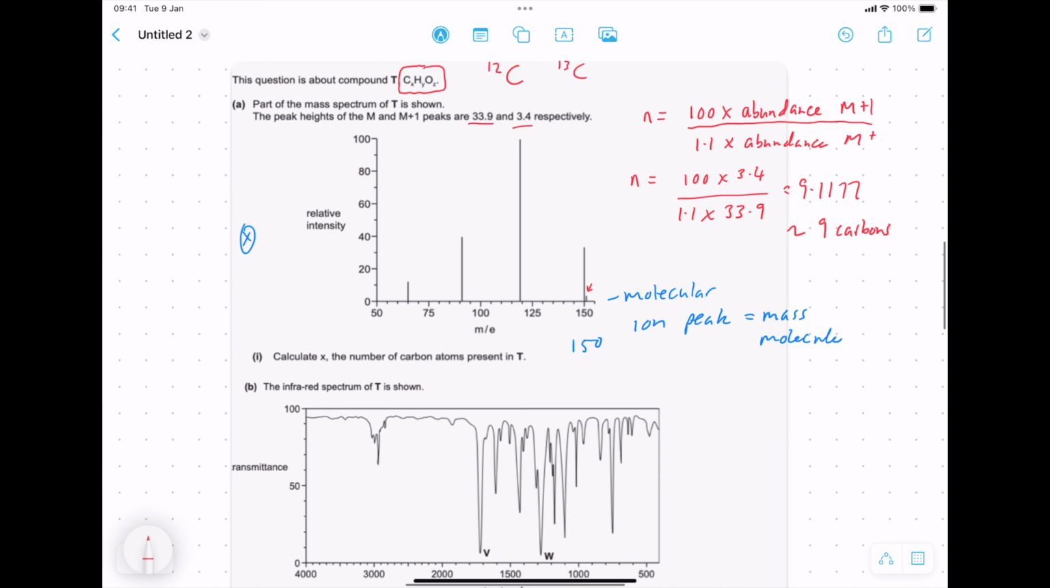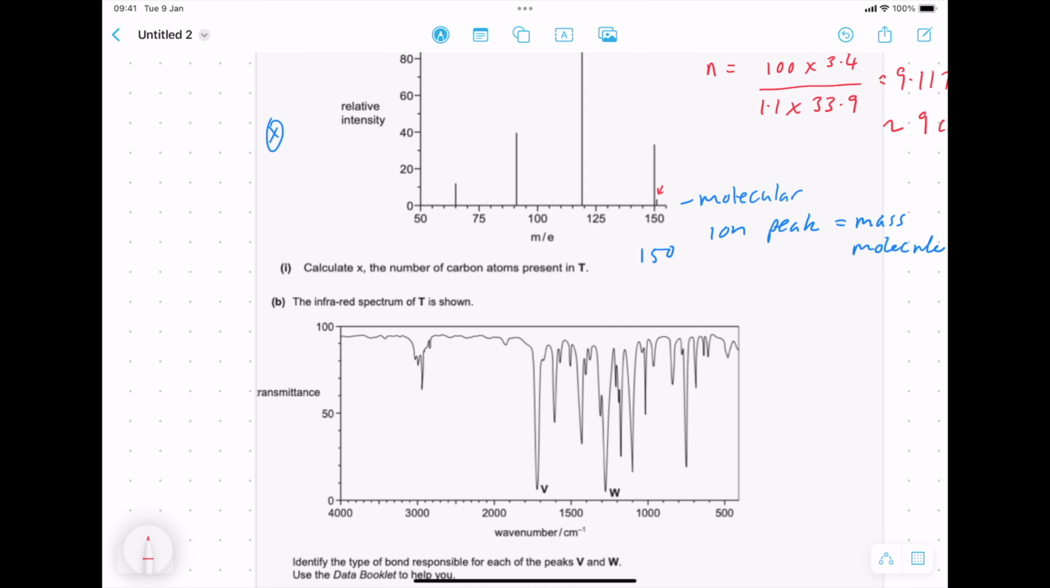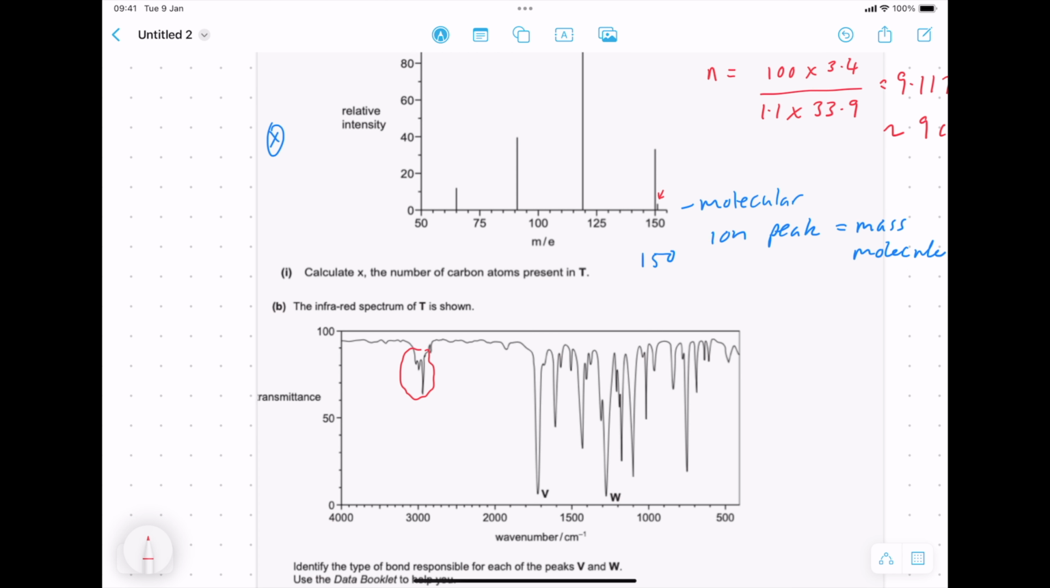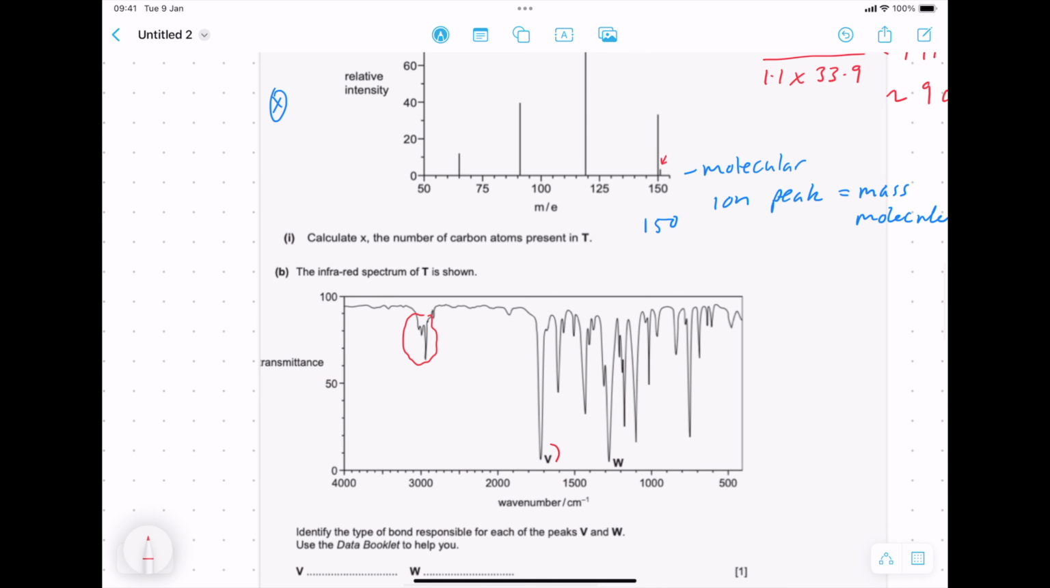Now let's turn our attention to the infrared. It says the infrared spectrum of T is shown below. And if you look at my previous lessons on infrared, the link for those videos is in the description below. I said when you see this little bit here, it's usually indicative of either an aldehyde or a ketone. But there are other peaks you can look out for that really give it away. The first one that jumps out to me here is this one, V. You can see that's at about 1500, 1600, 1700. Anything around the 1750 region is always going to be the same thing, which is C=O.